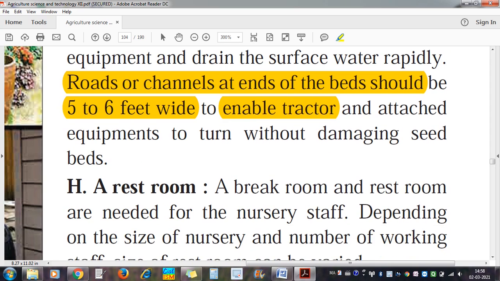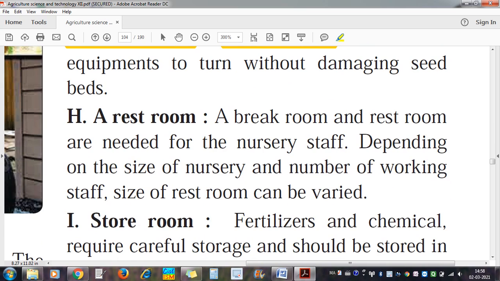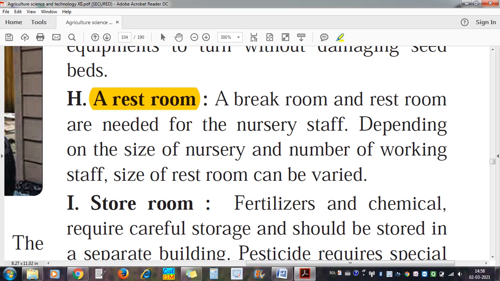A restroom. Now this restroom is for the nursery staff. In the break, in the interval, the nursery staff can take some rest. For that purpose, restroom is also important, because no one can work for hours together. So this restroom size should depend upon the size of staff.